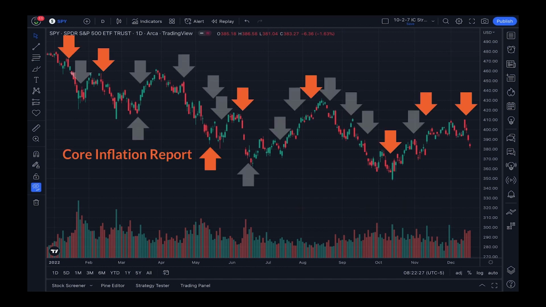So first of all, these are the core inflation reports in red. Starting up here at the left, you can see when this inflation report came out, it wasn't good, and you can see the market tanked. The second one came out, it wasn't good, the market tanked. These reports come out every month. I haven't listed every single one of them. I'm just showing on this chart the arrows that had the most dramatic moves.